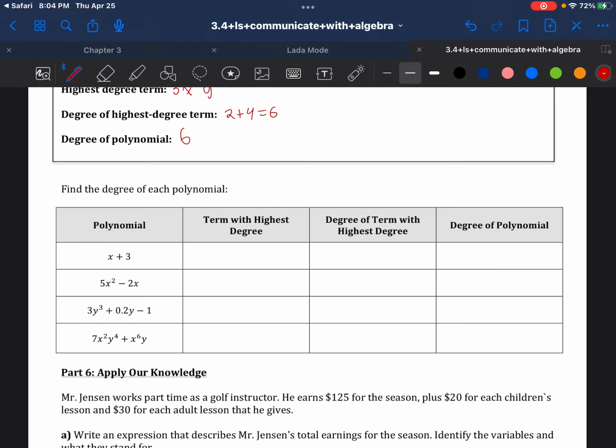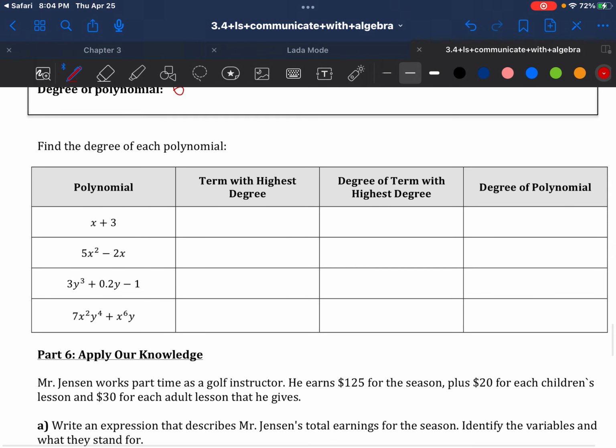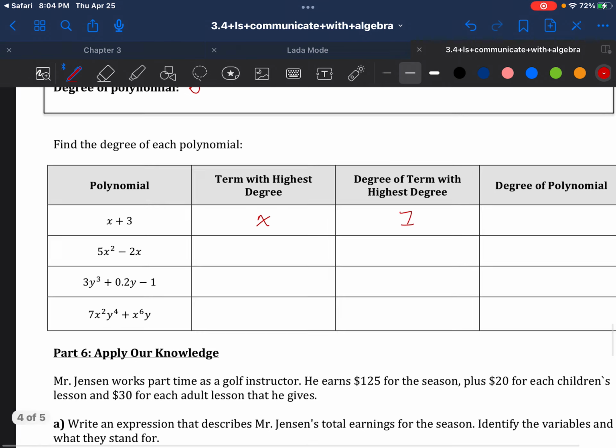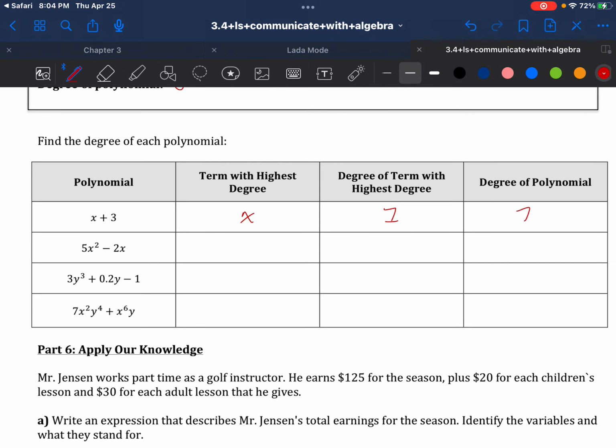Find the degree of each polynomial. Term with the highest degree. Well, x, because 3 doesn't have a degree. And it's 1, so the degree is 1. The term with the highest degree is 5x squared. The degree of the term with the highest degree is 2. And the degree of the polynomial is 2.